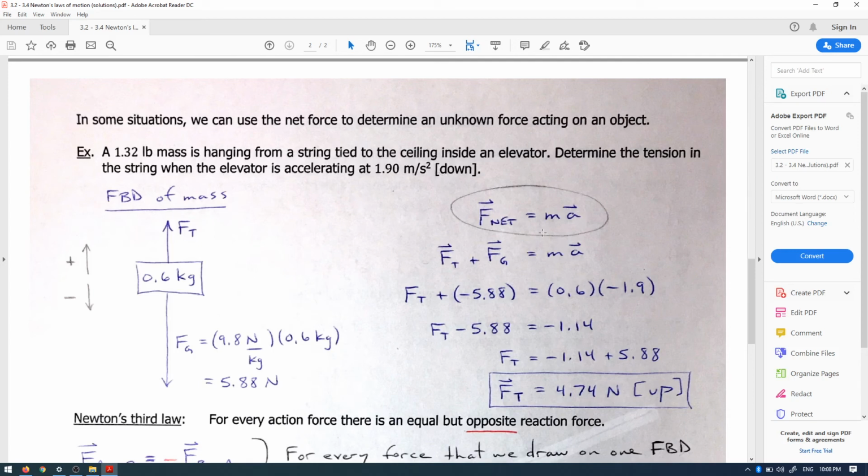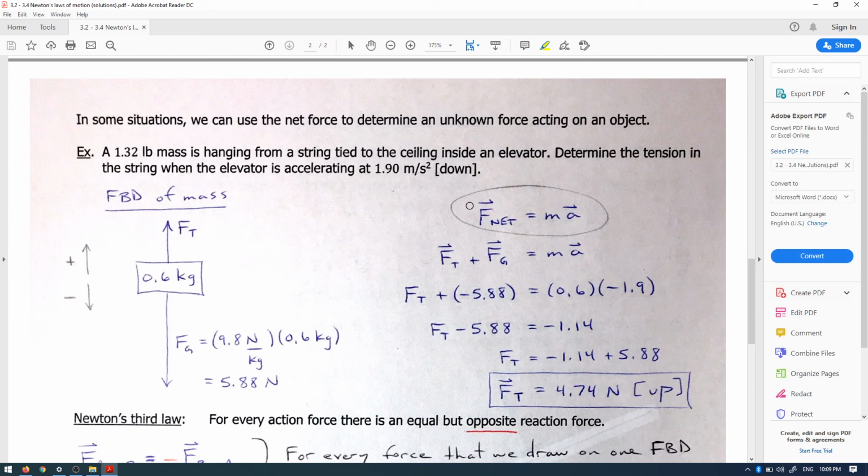So if I use F net equals ma, and the fact that F net is the sum of all the forces, I can build this equation right here. So I plug in negative 5.88 because I know that gravity is down. And I plug in that m is 0.6 kilograms because I have to, again, convert the 1.32 pounds into kilograms. And I plug in negative 1.9 for a, and I'm able to find Ft, and I have 4.74 newtons up.